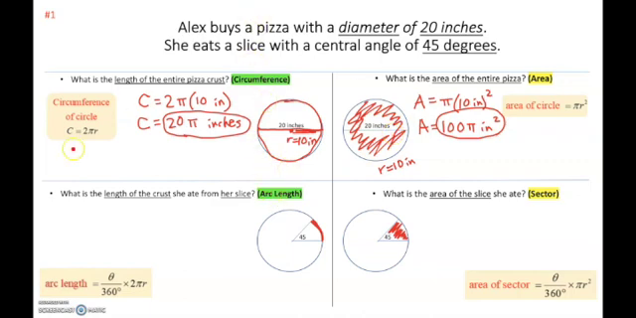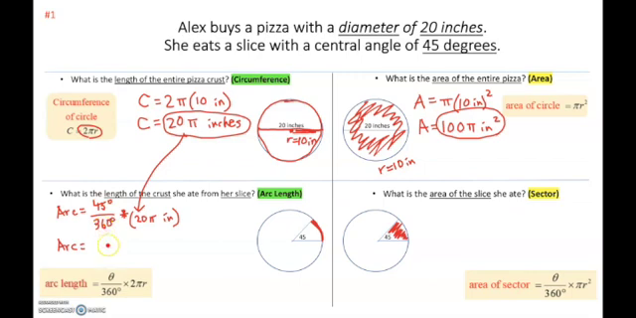Now let's go ahead and find our arc length. So our arc length is equal to theta, which is the measure of the angle degree of our arc, over 360. So it's going to be 45 degrees over 360 degrees, which is the measure of the total number of degrees in a circle, times 2 pi r. Now 2 pi r is what we calculated right here. So we can just bring this down right here and plug in 20 pi inches.